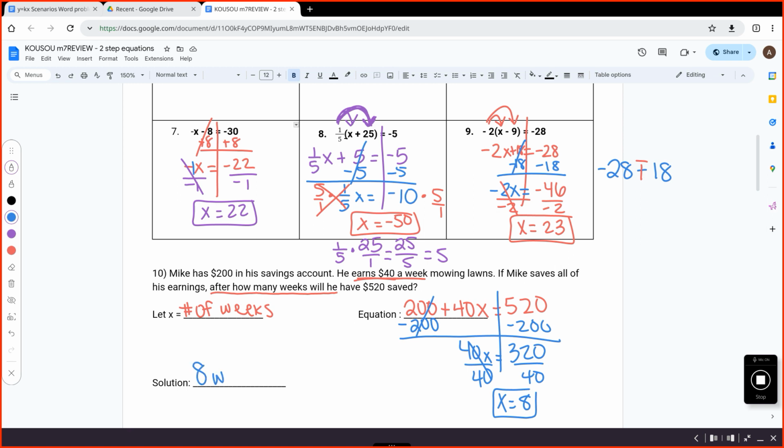So our solution would be 8 weeks. He will need to save for 8 weeks.